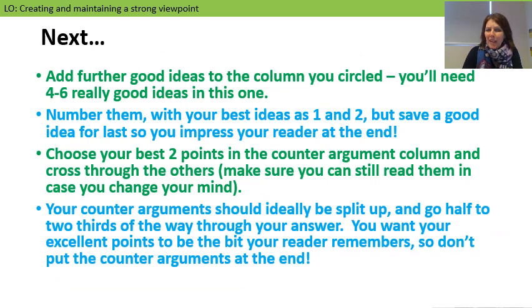So the next thing to do is add any further good ideas to the column that you've circled, and remember you'll need at least 4 but ideally 6 really good ideas in that column. Then take a look at those ideas and prioritize them. So number them 1, 2, 3, 4 and so on. So number 1 will be your best idea, number 6 perhaps your weaker idea. Also choose your 2 best points from your counter argument column. You can cross through the others should you so wish, but just make sure you can still read them in case you do change your mind.